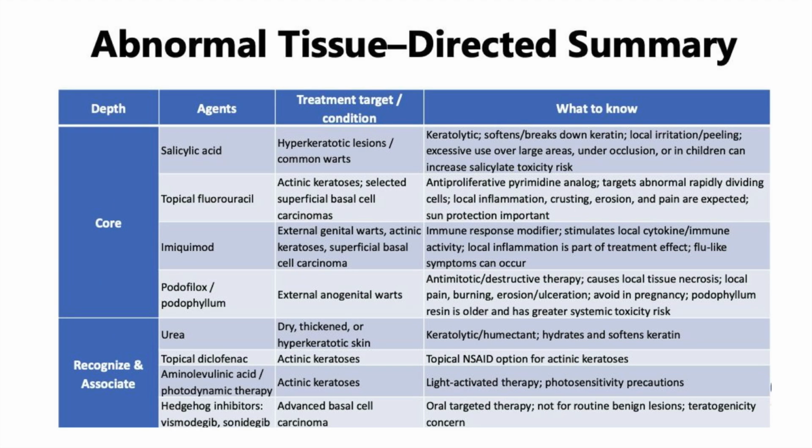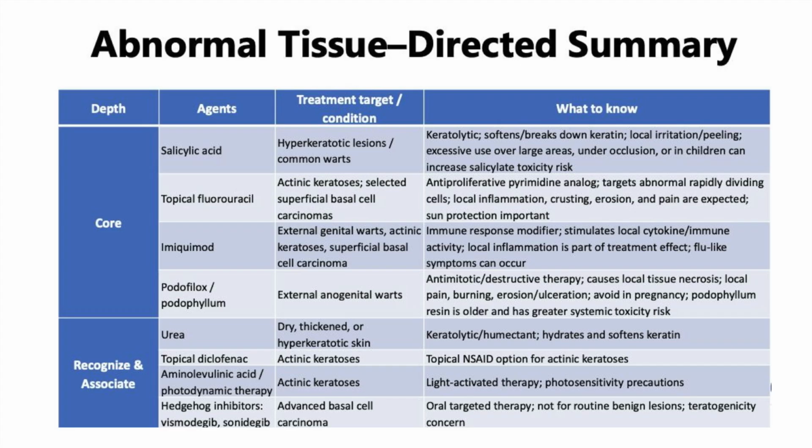All right, so these medications target excessive keratin or abnormal cellular growth. So salicylic acid is a keratolytic that breaks down thick keratin, making it useful for common warts and hyperkeratosis lesions. Extensive use can produce salicylate toxicity, especially in children or under occlusion.